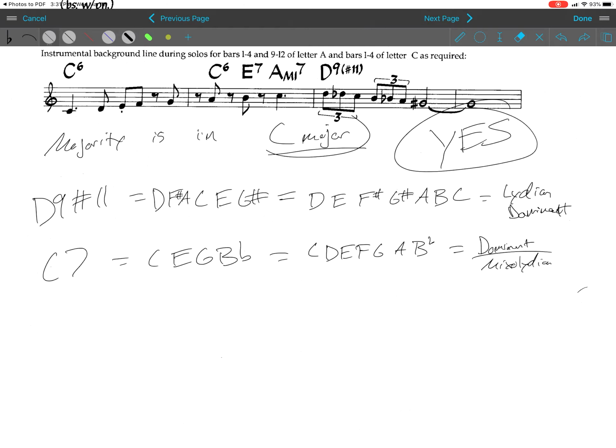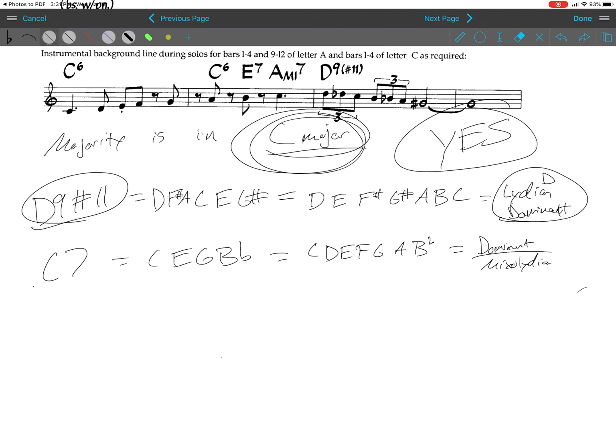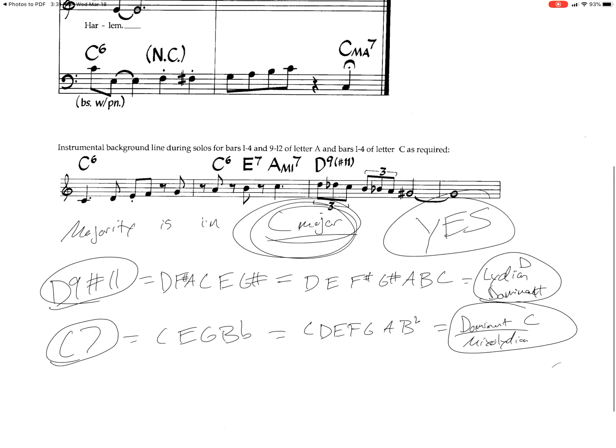So, to be able to solo this, guys, I need to know all the notes of C major really well. And then when I have 2 bars of this D9 sharp 11 chord, I want to be playing my D Lydian dominant scale. And when I have this 1 bar of C7, I want to be playing my C dominant Mixolydian scale, okay? So really, here's what that means.